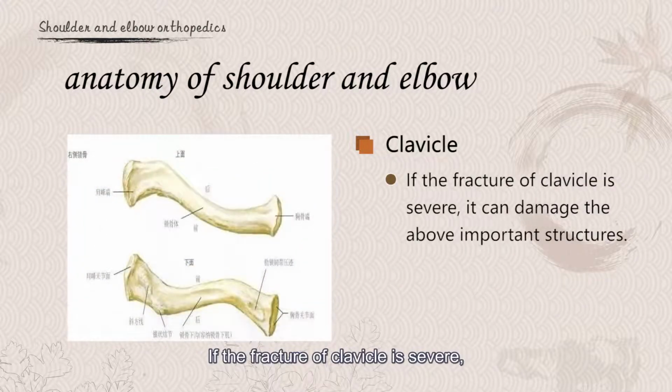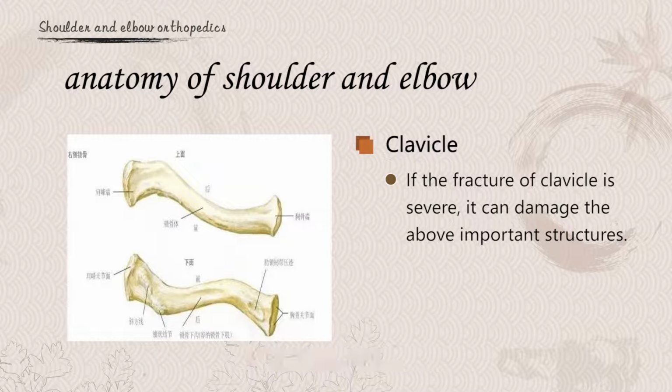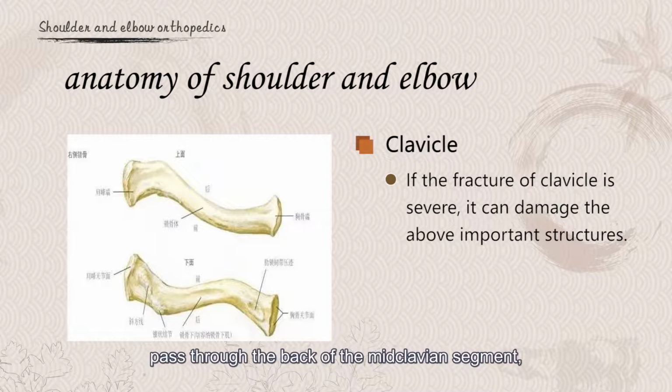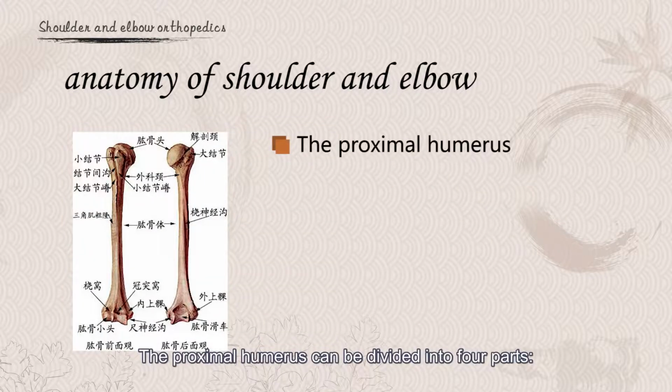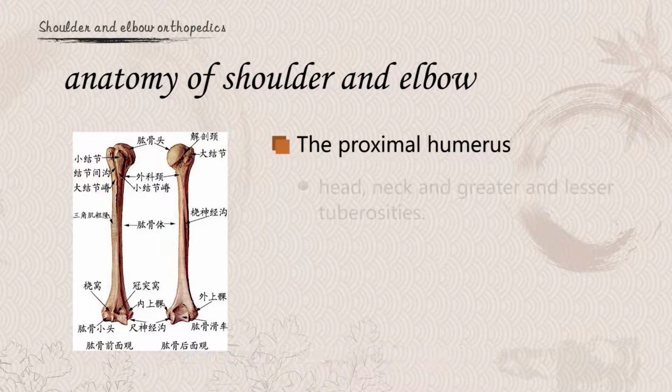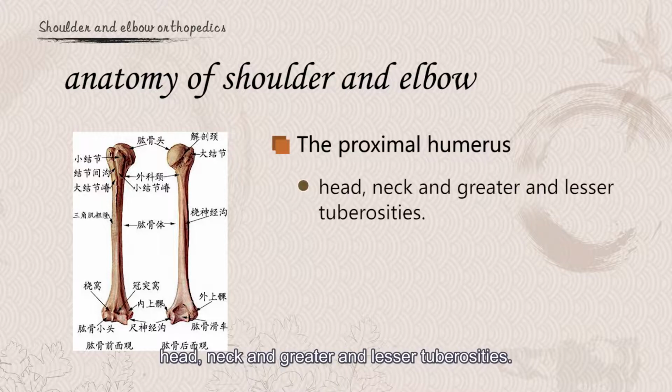If the fracture of the clavicle is severe, it can damage the important structures nearby. The subclavian arteries, veins, and brachial plexus nerves pass through the back of the middle clavicular segment, and below it is the pleura. The proximal humerus can be divided into 4 parts: head, neck, and greater and lesser tuberosities.